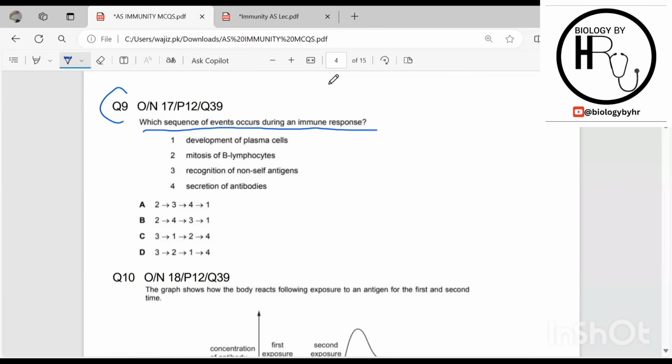So let's now solve this question and see what is the sequence of events which occur during an immune response. The sequence of events that occur during the immune response, we know that first of all it would be the recognition of the non-self antigen.